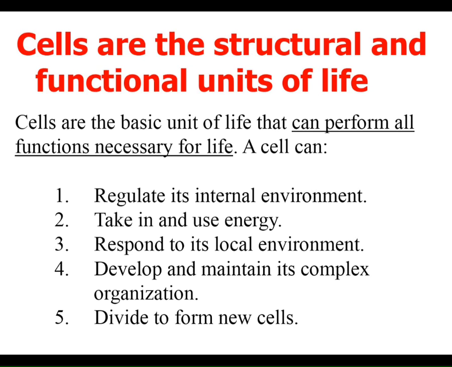Okay, so I told you that cells are living. That means that cells must also have the same list, right? Essentially they do. They have the ability to regulate their internal environment. What's the big word for that? Homeostasis, right? Cells take in and use energy. Big word? Metabolism. Cells are going to respond to their local environment. They're going to be responsive. Cells are going to be made up of complex organization. They're made up of organelles and macromolecules. And they're going to reproduce and divide more of themselves.